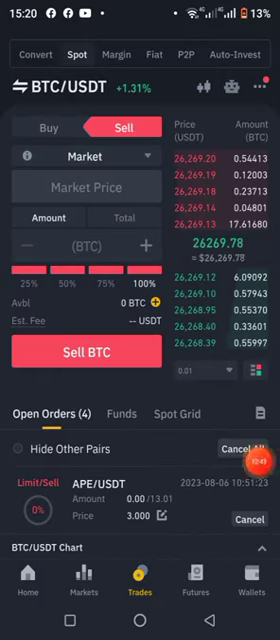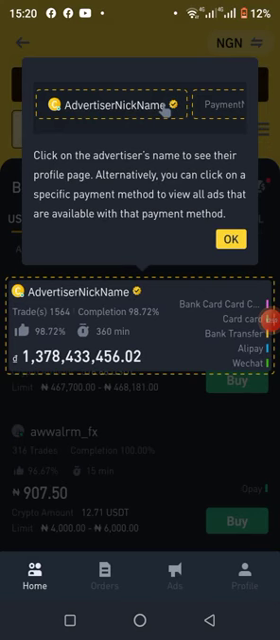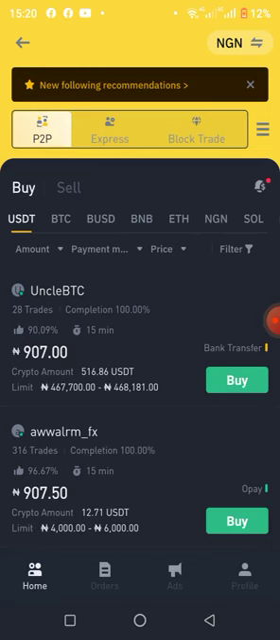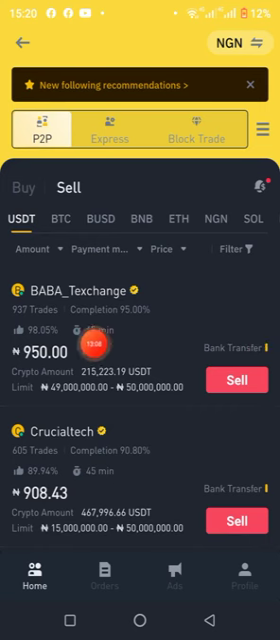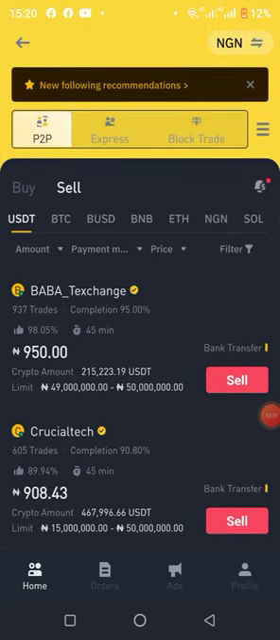To get it back to naira, we come to P2P. Then there are plenty of merchants that want to buy your USDT, but you are selling, so you come to sell. Then you see plenty of merchants. You can see somebody's selling at 950, somebody's selling at 908. You can see different people. So use the ones that are verified and sell. Then you receive the money in your bank account. Anyways, I will show you how to do P2P trade in the next video.